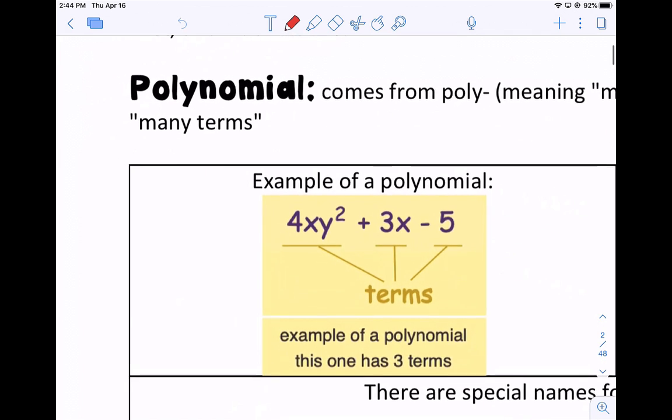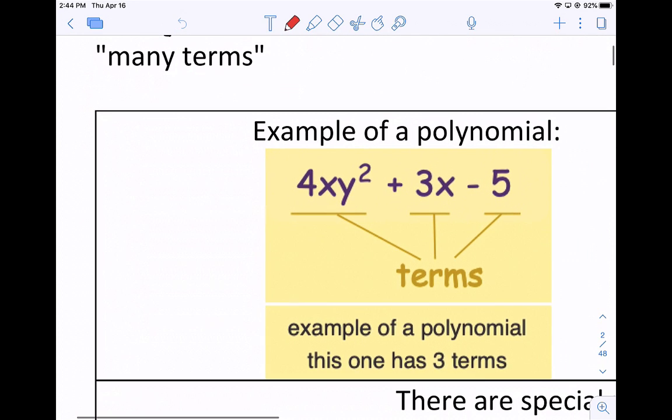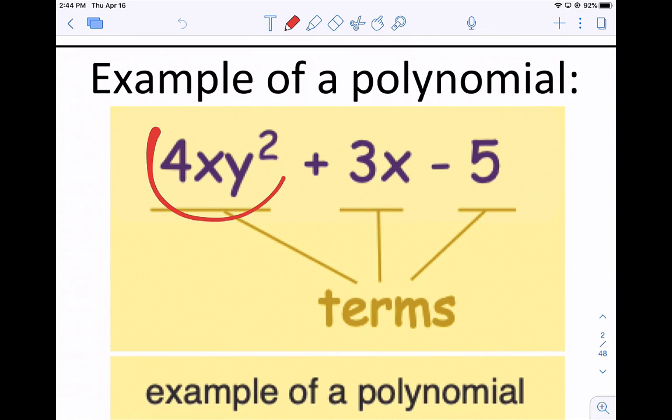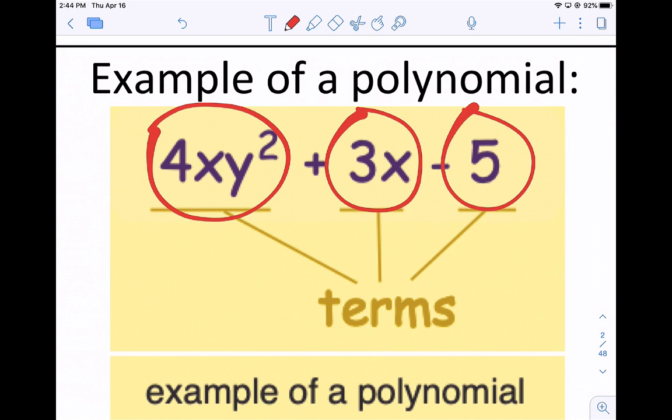So here's an example. A term is things that are separated by a plus or minus. So in this first polynomial, we have three terms. One is 4xy squared, and one is 3x, and one is negative 5. Notice terms are separated by pluses or minuses.